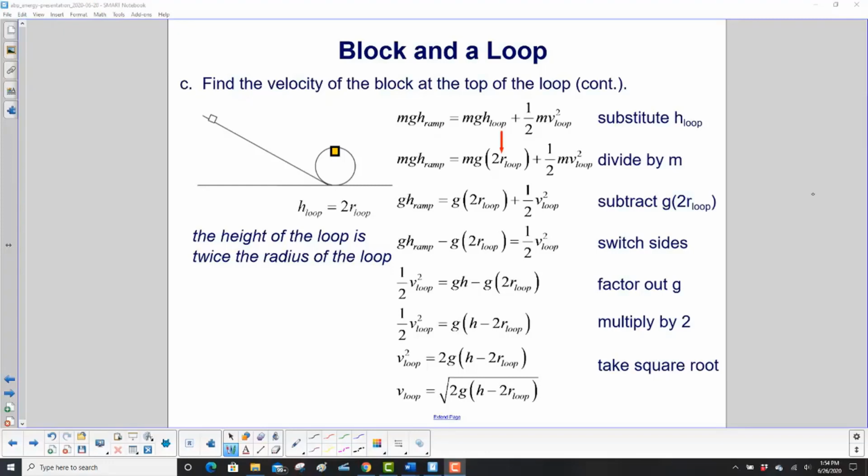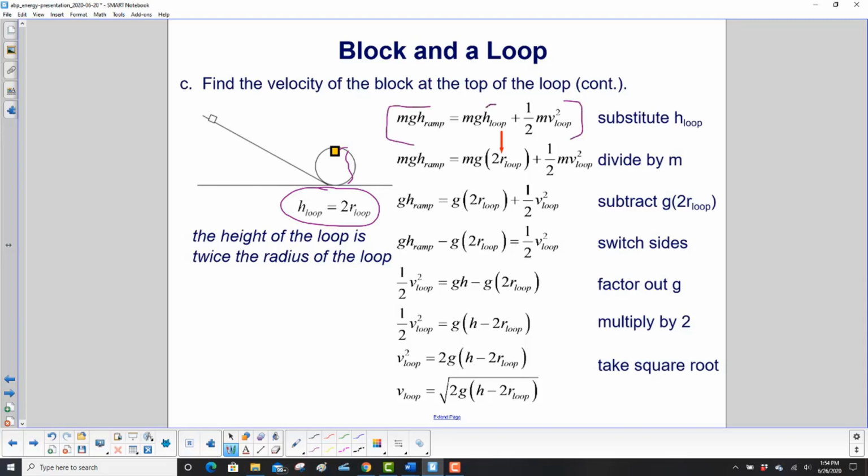Find the velocity of the block at the top of the loop. The first trick, or trap for that matter, that we have to avoid is the height of the loop. We were given the radius of the loop, but don't use that, because how high is the block? It's twice the radius. It's the diameter of that loop. So we have to substitute 2 times R loop in for h. So here's our conservation of energy equation.